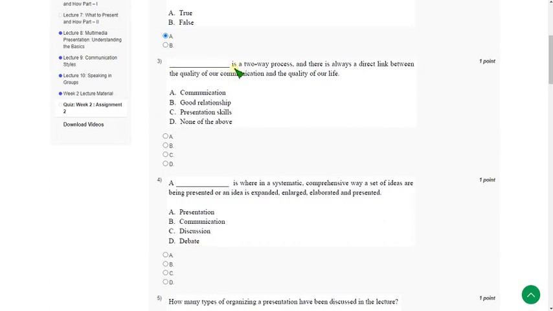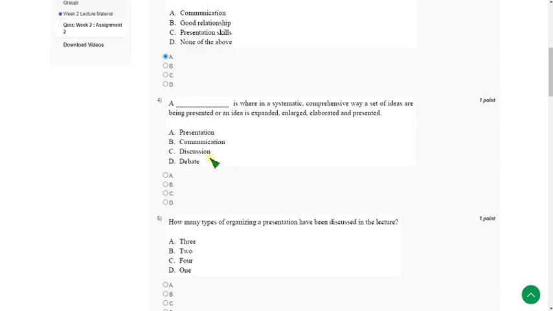third one. Which is a two-way process and there is always a direct link between the quality of our communication and the quality of our life. So the answer for the third question is option A, communication. Communication is a two-way process. We will speak first, later we should listen to what others are saying. So it is a two-way process, that is communication. Option A.